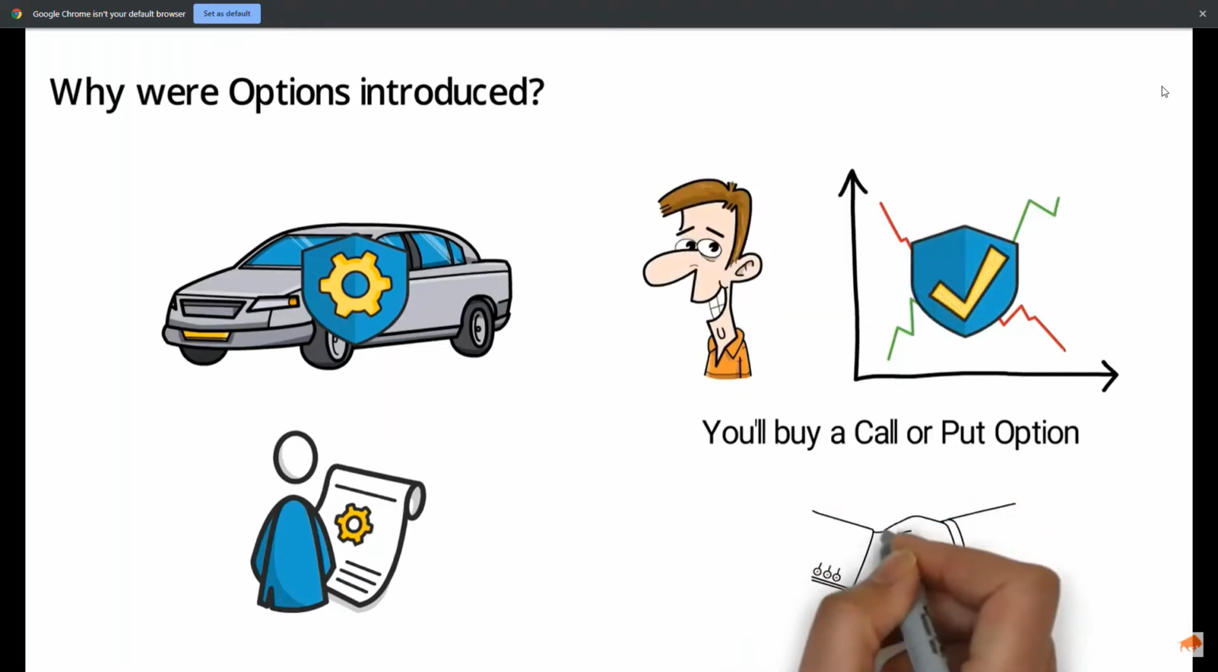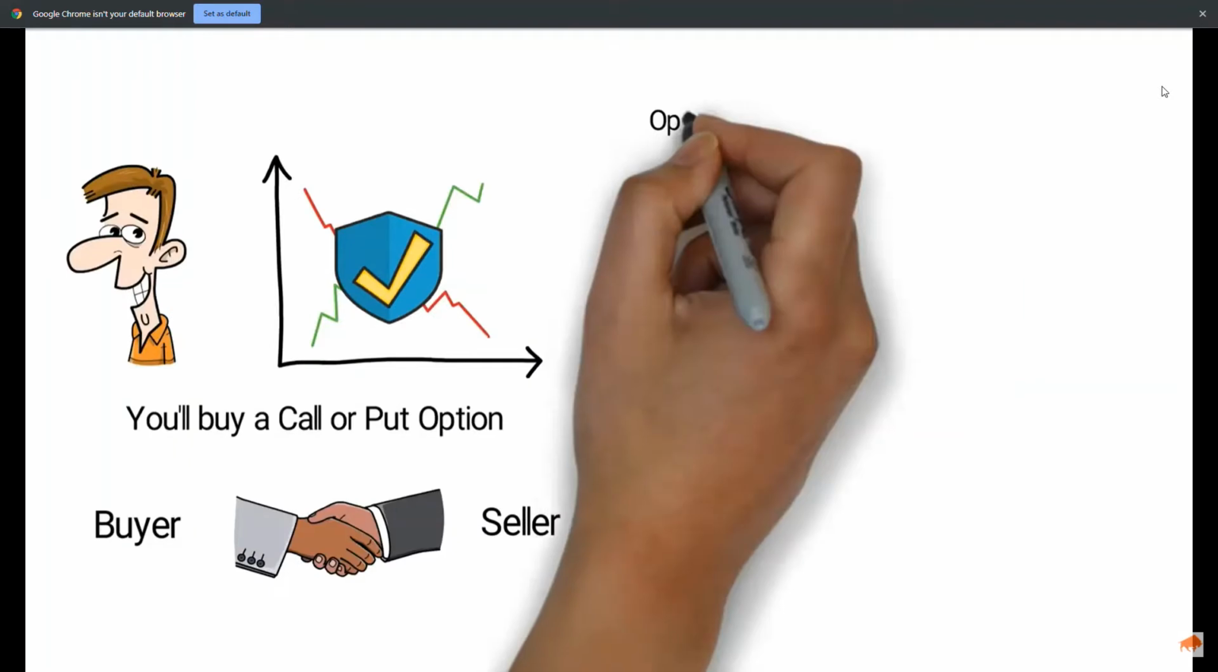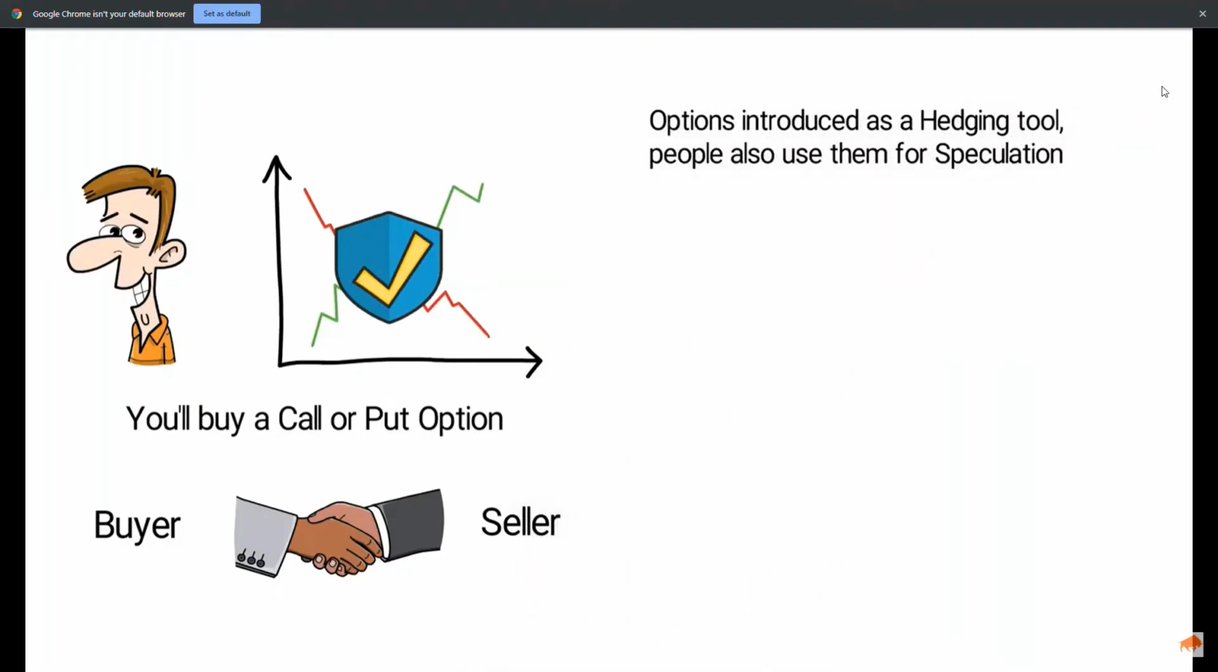Like insurance, an option contract is also an agreement between two parties, buyer and seller. Though options are introduced as a hedging instrument, people also use them for speculation in the market.